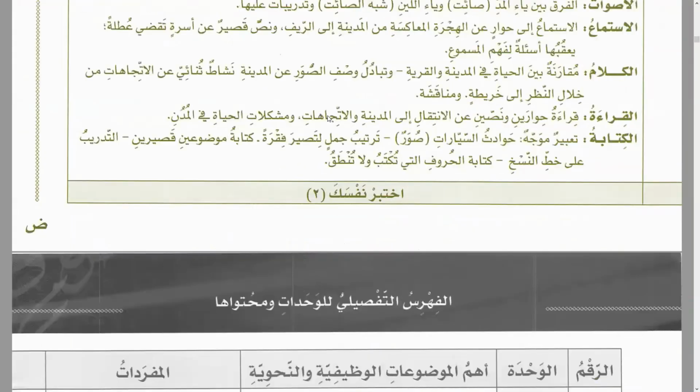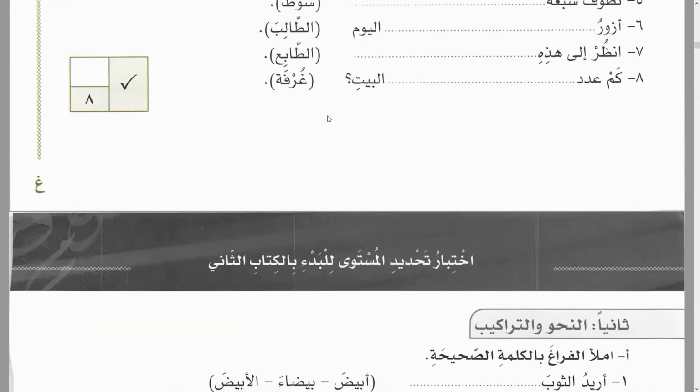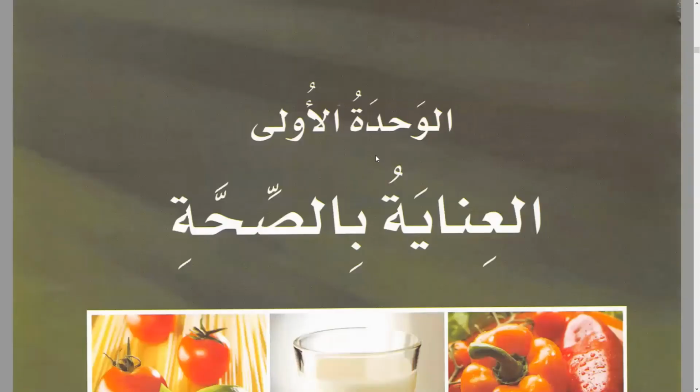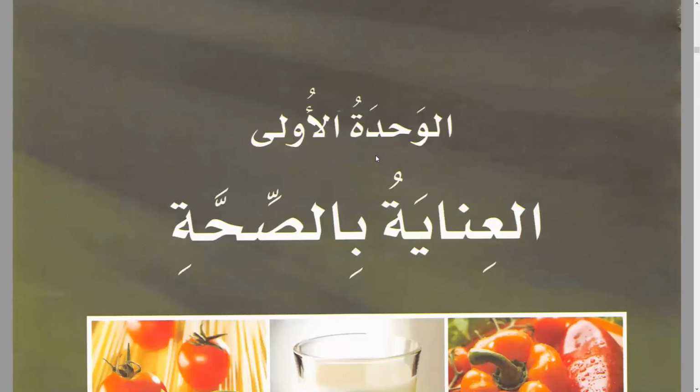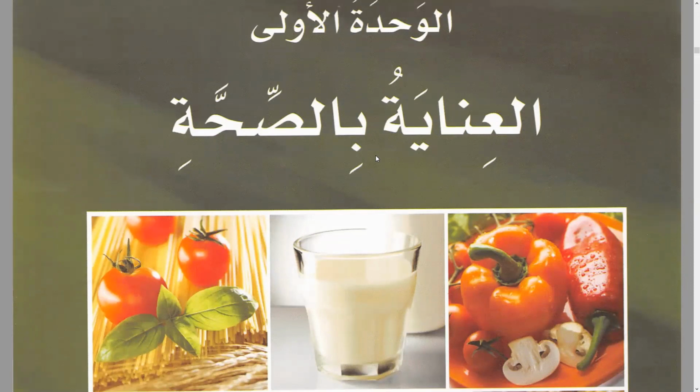The dialogues which we have now, the 3 dialogues and stuff, they'll have only 1 dialogue now, I think. Where is it? This is a test. We will do all this. Ikhtibar Tahdid is the eligibility test. Libad bil Kitab al-Thani. We'll do all these tests also, inshallah. They start with Al-Wahdatul Ula, Al-Iyanatu bis-Siha. Right? Inshallah, in Feb, we'll start this. Al-Iyanatu, that is taking care of health.